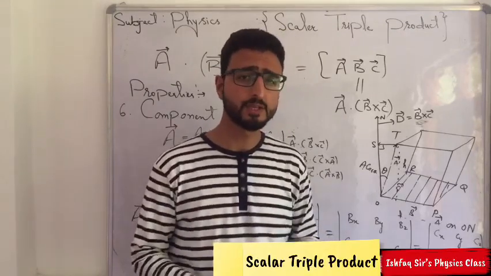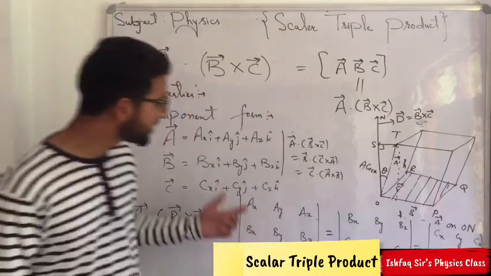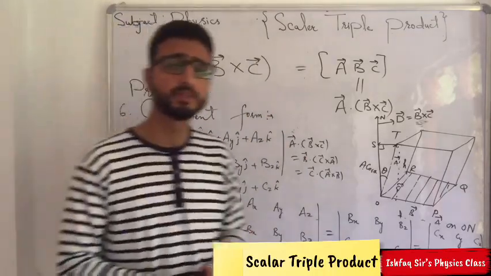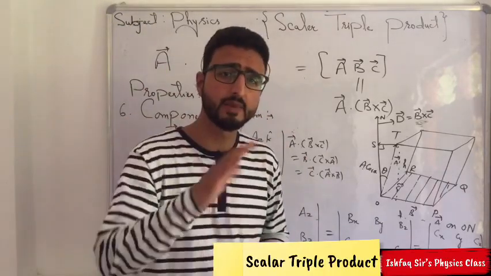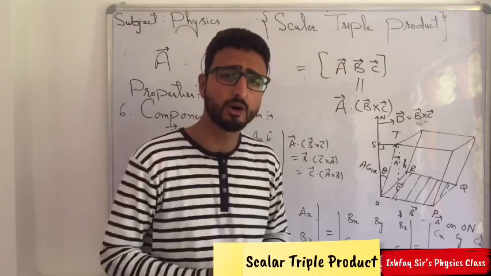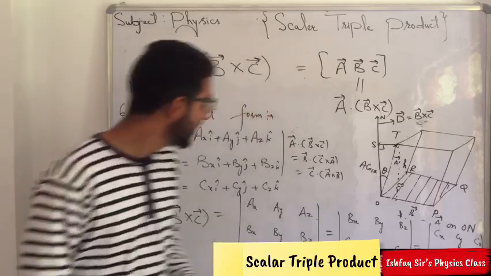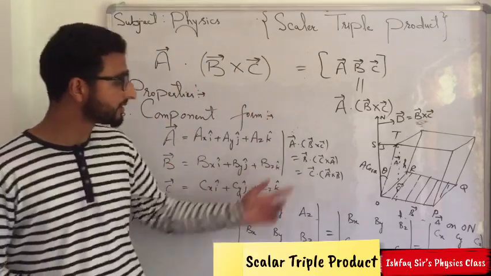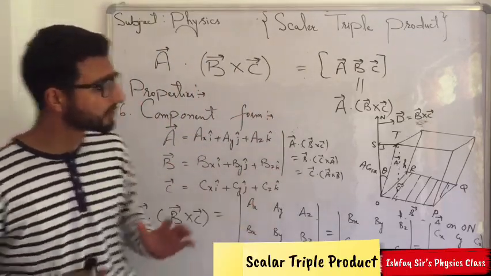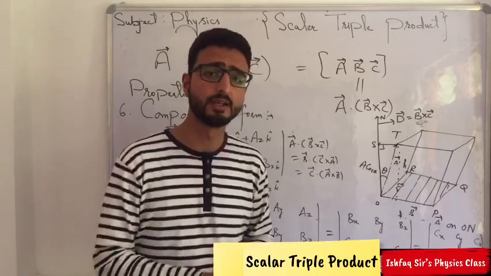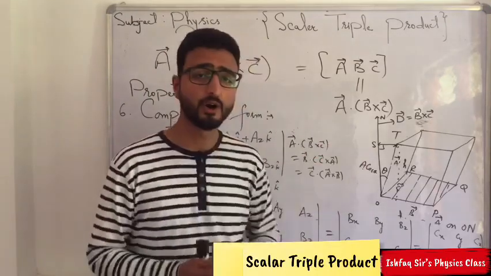And this STP does not depend upon the position of these. As long as their cyclic order remains unchanged, the STP remains unchanged. And one thing more, we can replace dot by cross, just like A dot of B cross C is equal to A cross B dot C, right? So we can interchange the dot and cross.